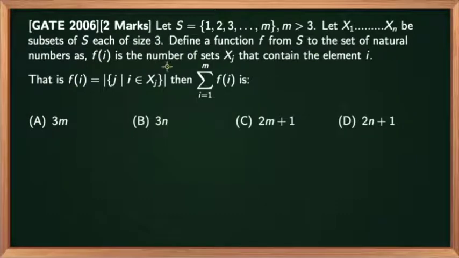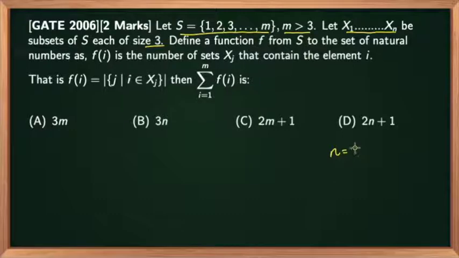So let's spend some time understanding this question. We have S is equal to 1, 2, 3, up to M. X1, X2, up to Xn are the subsets of S, each of size 3. We need to find out the value of N, that is the number of subsets with size 3. So the value of N will be equal to, we have M elements, right? So we have to take exactly 3 elements to form a subset of size 3.